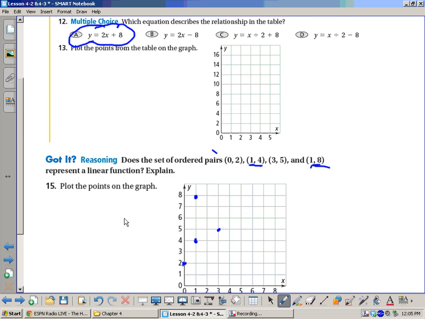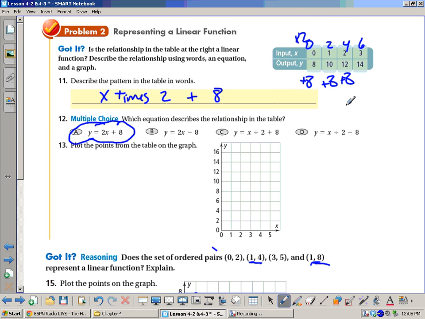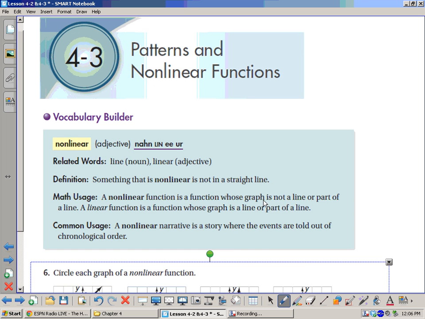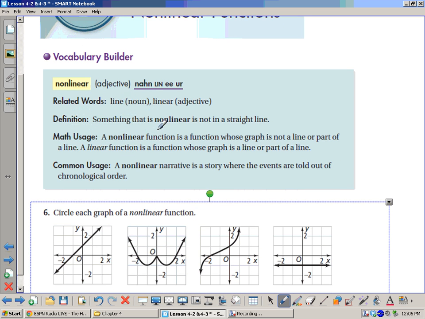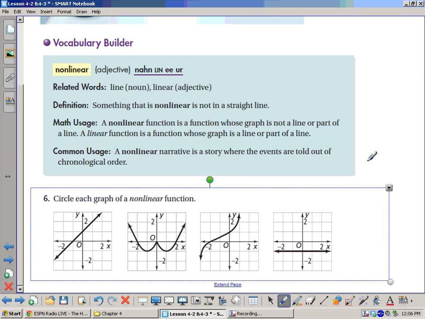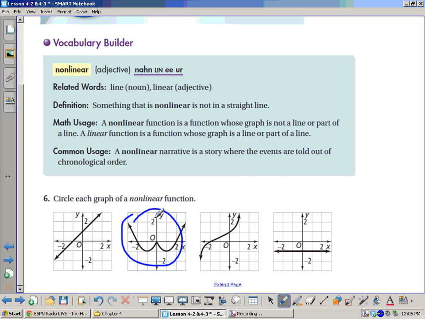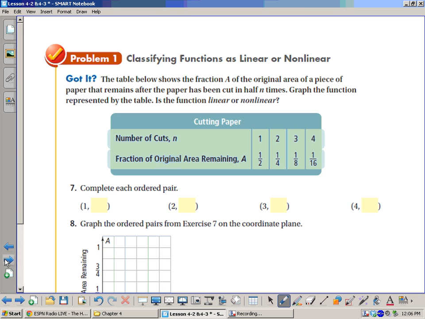So those are some examples about linear functions and how you create patterns. You'll do some examples in class. Now let's talk about nonlinear patterns and functions. Something that's not linear is not going to create a straight line. Hopefully that's obvious to you. So let's look at some examples. Down here we want to circle each graph of a nonlinear function. So this one is obviously linear. It's creating a line. Here's a nonlinear. Here's a nonlinear. And this one's creating a line. So anything that creates a curve.